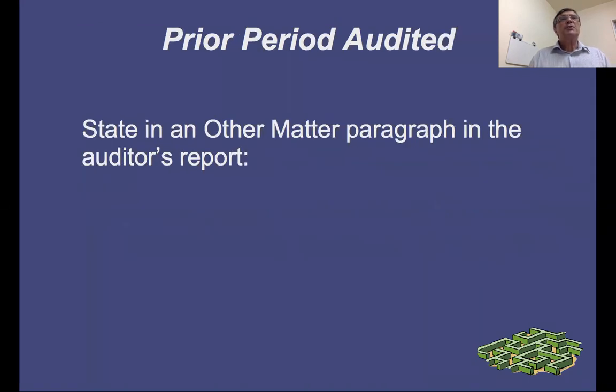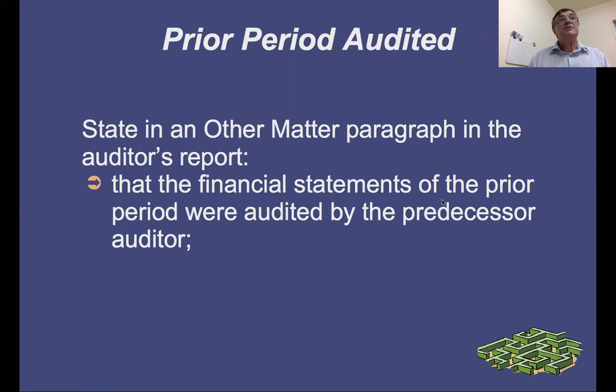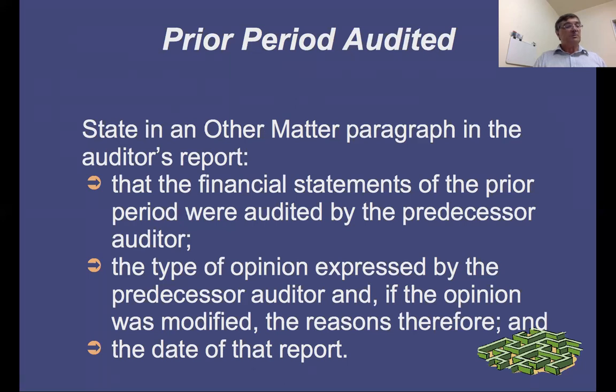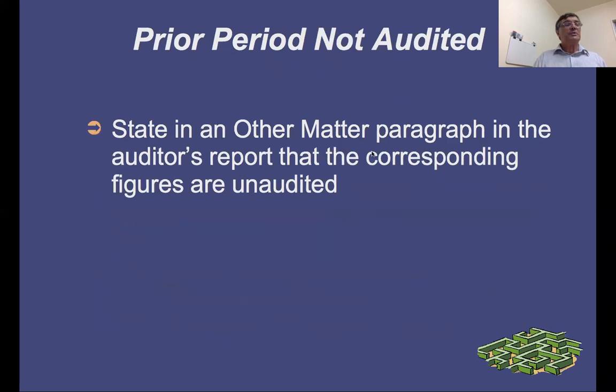So if the prior period was audited, then we say the financial statements of the prior period were audited by ABC & Co, predecessor auditor. And then we say who expressed, and it might be an unmodified opinion, or it was an except-for opinion, and the reasons, and the date of that report. So last year's accounts were audited by someone else. That's what we've got to put in. If the prior period wasn't audited at all, we put in another matter paragraph that the corresponding figures are unaudited.